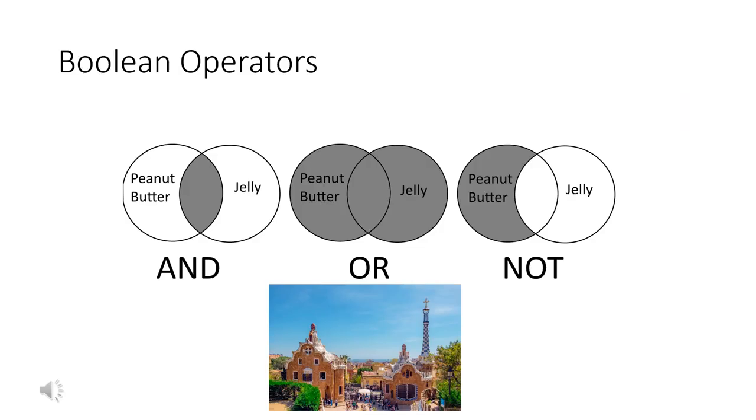Then we have the operator OR. If you use OR, you say it doesn't matter if only one of both terms surfaces. If one surfaces, it's okay, then I will include it. OR is like Barcelona for me. It has everything.